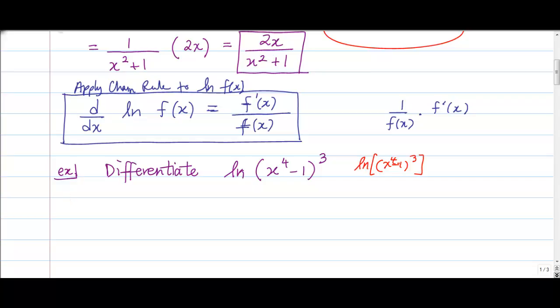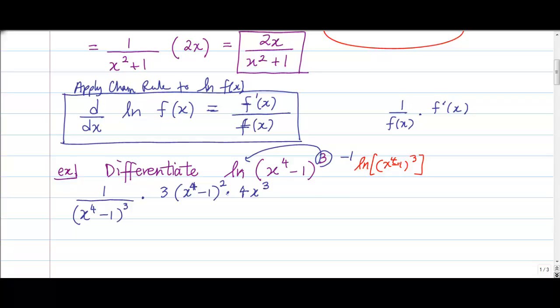So let's do this. The derivative of ln something is 1 over that something. 1 over what? 1 over x to the fourth minus 1 cubed times the derivative of the inside. Well, the derivative of the inside is 3, so the 3 is going to come out front. You want to do minus 1, right? 3, leave the inside alone, raised to the second power, and then times the derivative of the inside of that, which is 4x cubed.